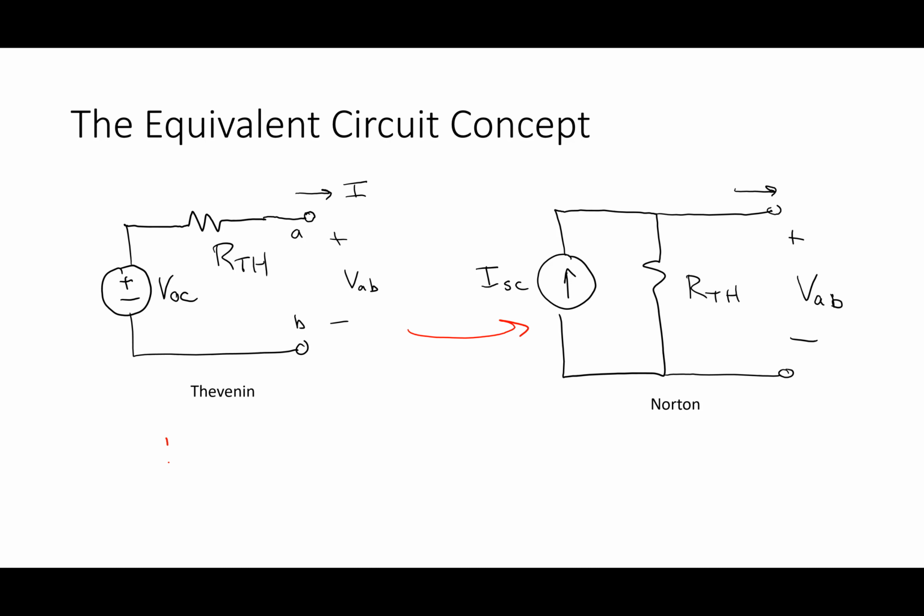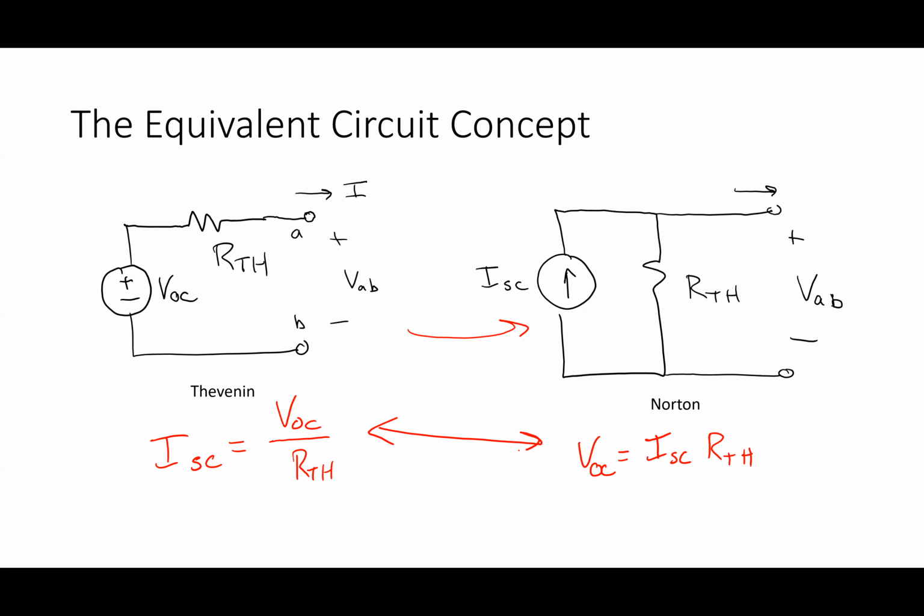So if I look at the circuit on the left and ask, what is I short circuit in this case? VOC divided by RTH. And if I look at the circuit over here and ask, what is VOC in this circuit, the open circuit voltage? I short circuit times R Thevenin. So these are entirely equivalent values, and that's what makes these give me the same relationship from both pictures.